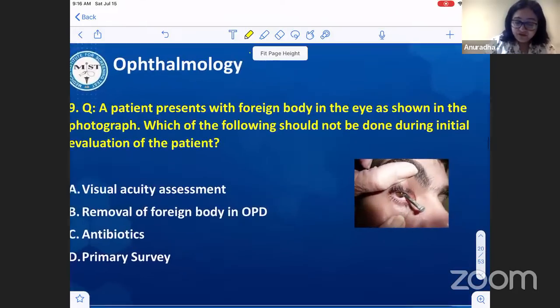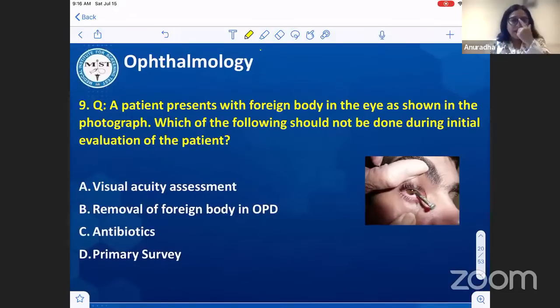Moving on to the next question. A patient presents with foreign body in the eye as shown in the photograph. Which of the following should not be done during the initial evaluation of the patient? Coming to the next question, let me tell you, lately the questions based upon trauma to the eye have been examiner's favorite. Trauma to the eye. Okay. So here, what are they showing? The patient is having a foreign body in the eye as shown in the image.